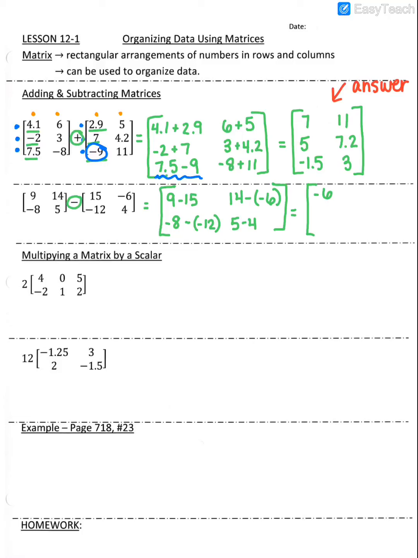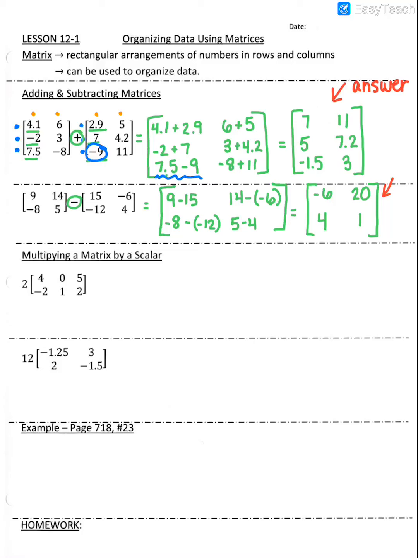Negative 8 minus a negative 12 is the same as negative 8 plus 12, which gives me a positive 4. And again, if you're ever in doubt, plug that into your calculator. 14 minus a negative 6 is the same as 14 plus 6. So 14 plus 6 is going to give me 20. And then 5 minus 4 gives me 1. So once again, this is my answer right here, this whole thing.